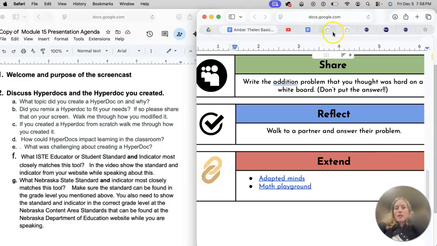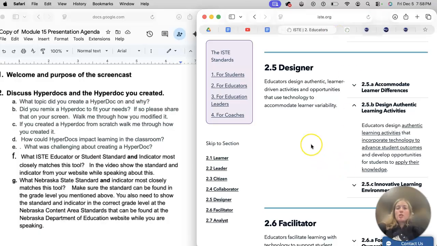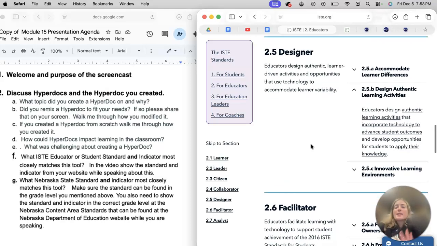So for the first ITSE standard, I put 2.5b, design authentic learning activities. Educators design authentic learning activities that incorporate technology to advance student outcomes and develop opportunities for students to apply their knowledge. So this would be with the IXLs and the games. They are doing activities that are fun for them, and it's advancing because they are learning, but at the same time, it's fun for them and they're able to apply their knowledge.